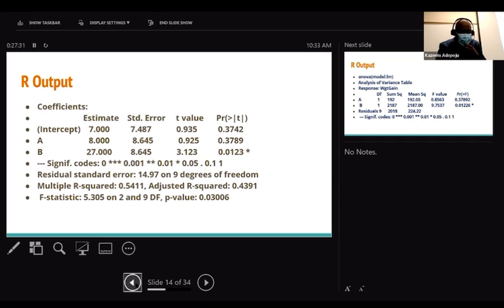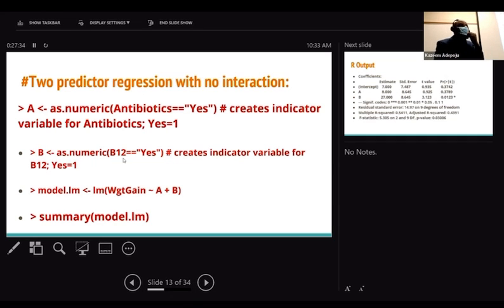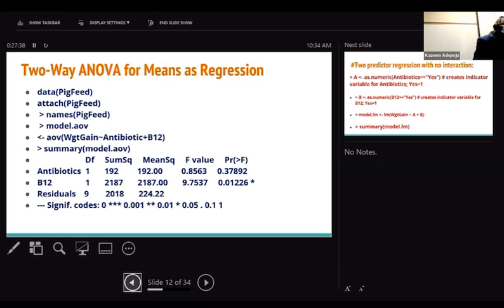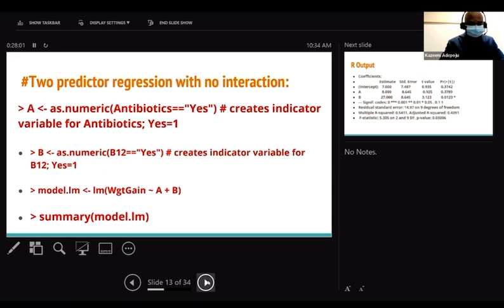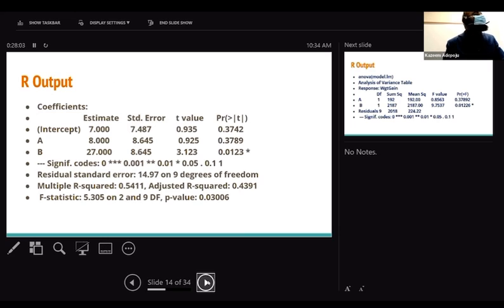What does B represent? B represents B12. Don't forget, when you fit two-way analysis of variance, B12 was significant as well. What are we talking about? Two-way analysis of variance is the same as multiple linear regression with two predictors. You're taking the same decision. Take a look at that.